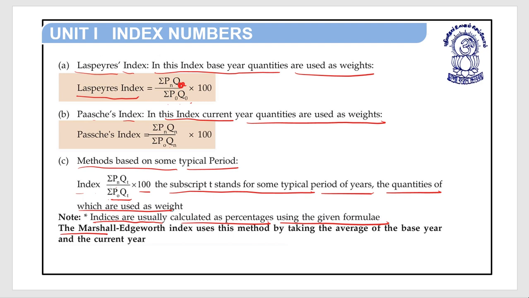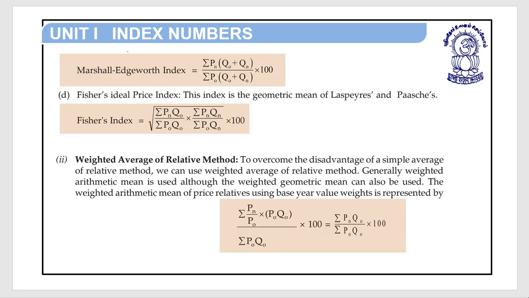The Marshall-Edgeworth index uses this method by taking the average of the base year and the current year quantities. Marshall-Edgeworth index is equal to sigma P_n (Q_0 plus Q_n) upon sigma P_0 (Q_0 plus Q_n) into 100.